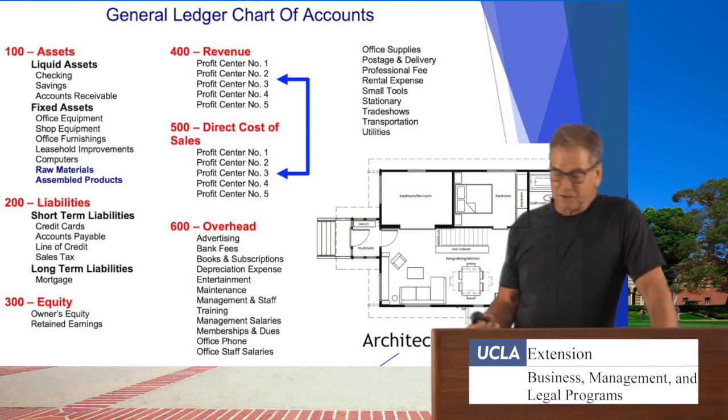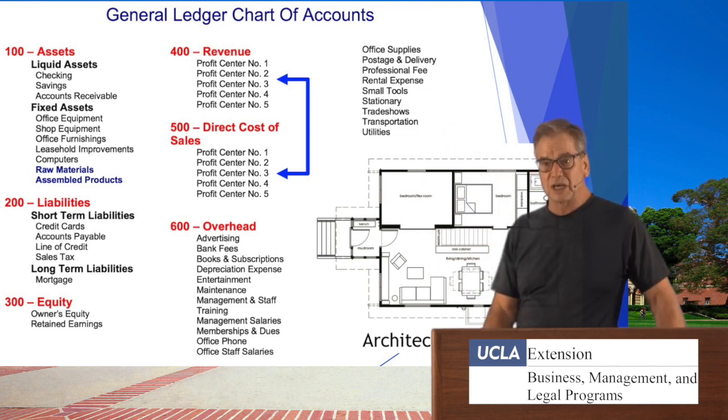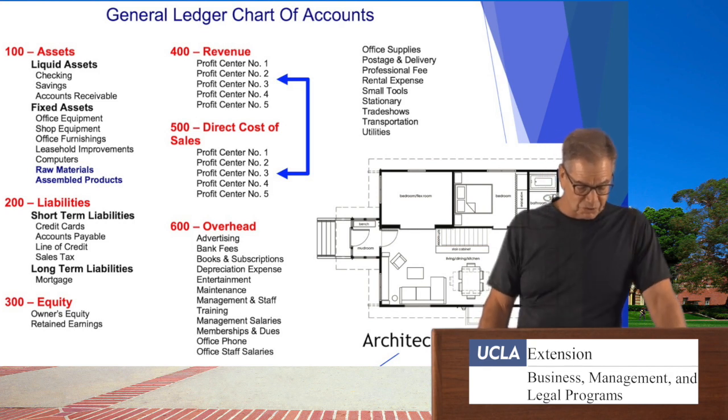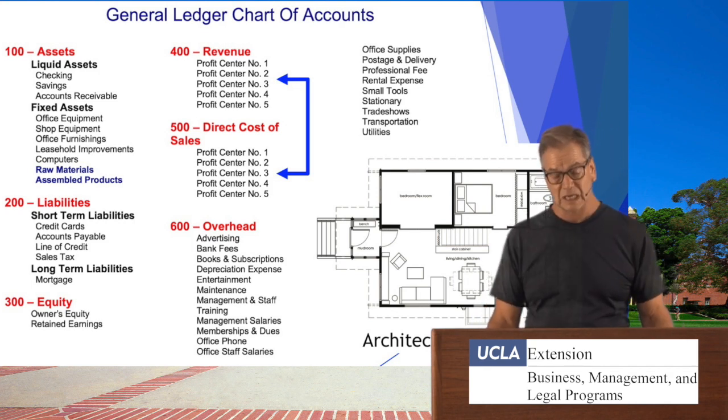But your end objective is to come up with a general ledger chart of accounts, a list of asset accounts, liability accounts, equity accounts, revenue accounts, direct cost of sales, and overhead accounts.